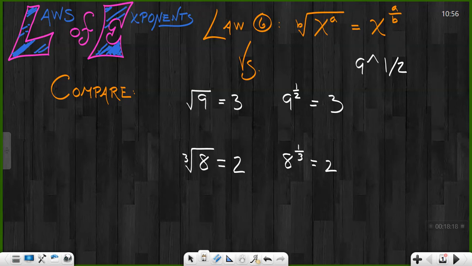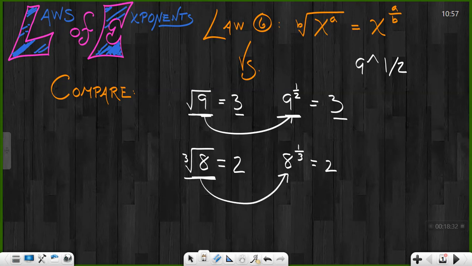And from the transitive property of equality, we see that if the square root of 9 is equal to 3 and 9 to the 1/2 is equal to 3, then the square root of 9 must equal 9 to the 1/2. Likewise, the cube root of 8 must equal 8 to the 1/3 because they both equal 2. That's the transitive property of equality.